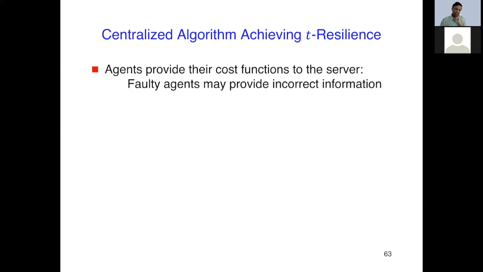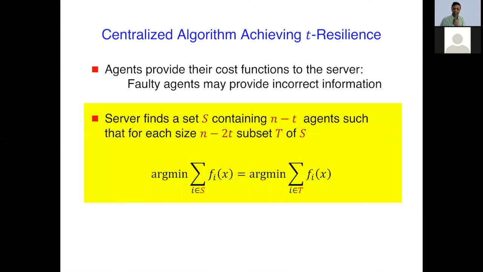So what's the algorithm? The agents supply their entire cost function to the server. If I am agent 1, I describe my cost function f_1(x) to the server. Agent 2 will describe cost function f_2(x) to the server, and so on. Now, the faulty agents can send to the server whatever cost function they want. They can just make one up. It can be a bogus cost function. And here is what the server does. The server now has n cost functions from the n agents, of which T may be bad ones, like bogus functions. So the server's goal is to find a set S of size n minus T, containing all but T agents.